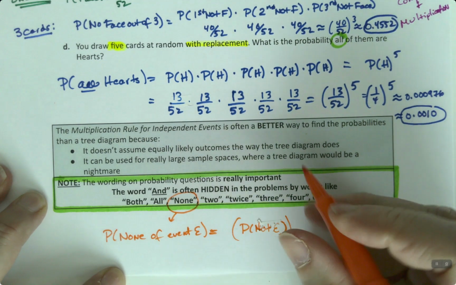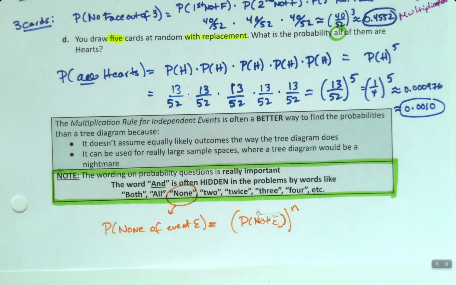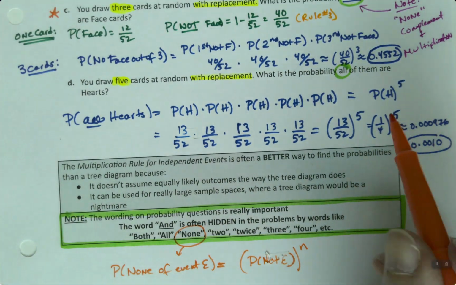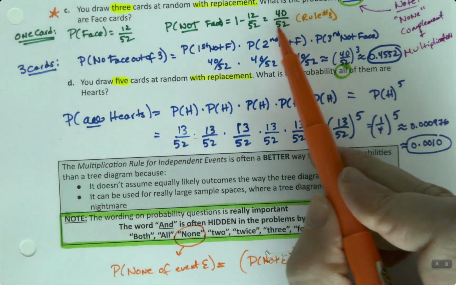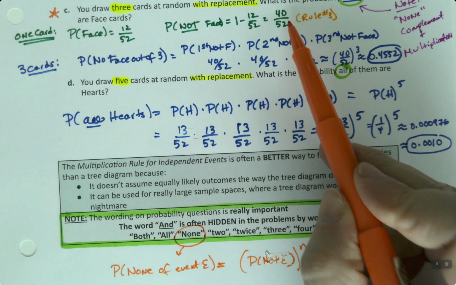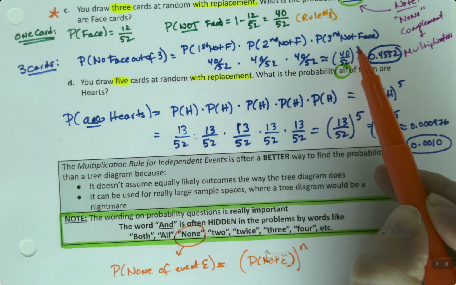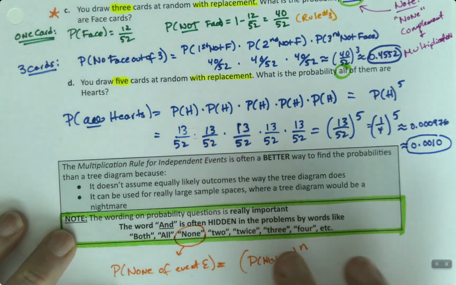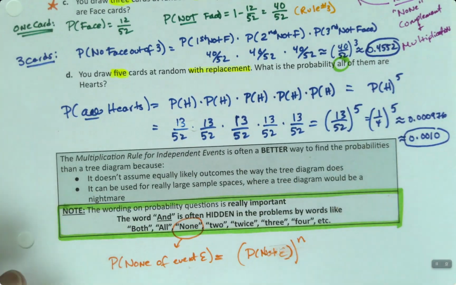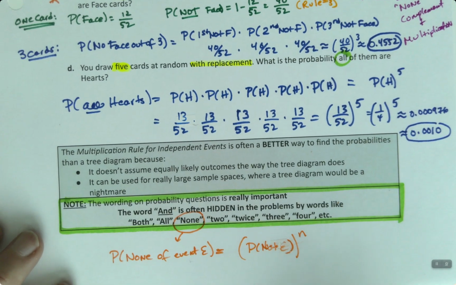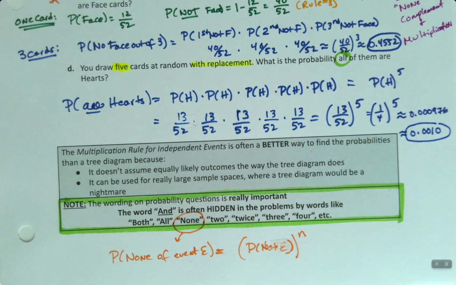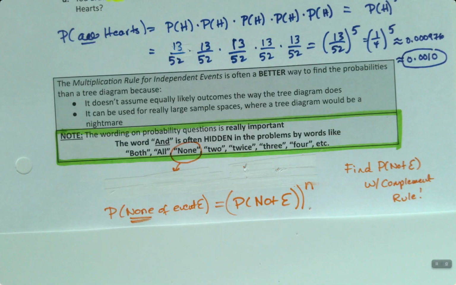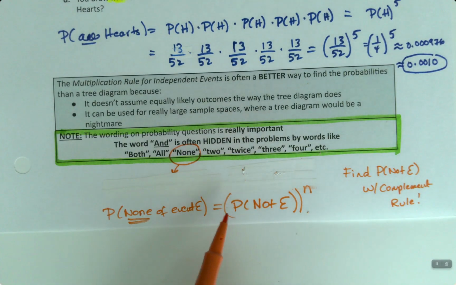And then you raise it to the n power, right? Which if you look at it, that's what we did. We found the probability of not face, which was 40 out of 52, and then we raised it to the 3rd power because that's how many cards we were drawing, right? So you take the probability of not what you were looking for and raise it to the n power. I wasn't happy with the way my whiteout was messing with things, so I just rewrote it.